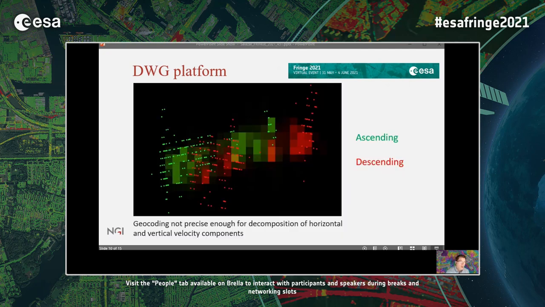As with the Adriatic LNG terminal, the geocoding of the results was poor, and an offset of approximately 100 to 150 meters was observed between both data sets. It's clearly visible here between the ascending, marked in green, and descending, marked in red, scatterers on the platform.